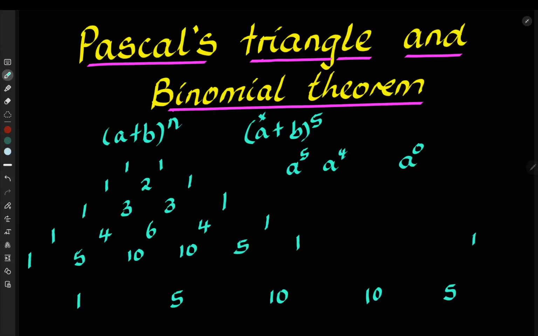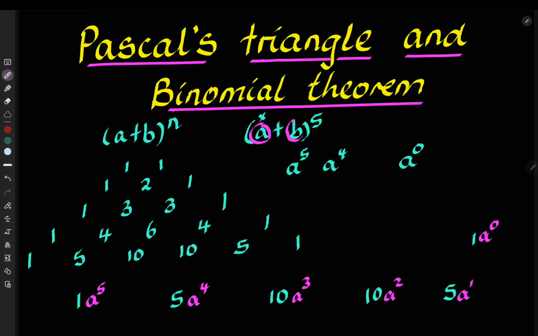So that will be a to the power 5 on the coefficient of 1, then a to the power 4 on the 5, then a to the power 3, then a to the power 2, and a to the power 1, and lastly a to the power 0. That's what happens with the a term.